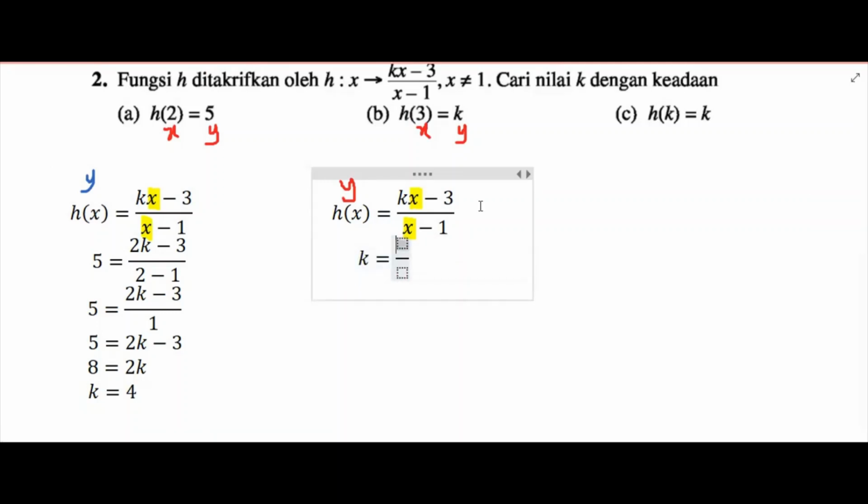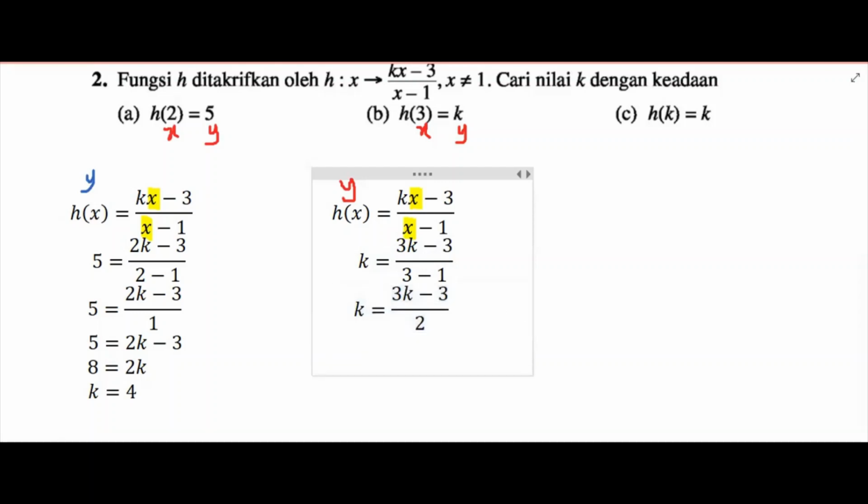And then my x is 3. So kx, 3k lah, minus 3. Bawah 3 minus 1. Okay, let's solve for the number at the bottom first. So k equals to 3 minus 1, 2. 3k minus 3.